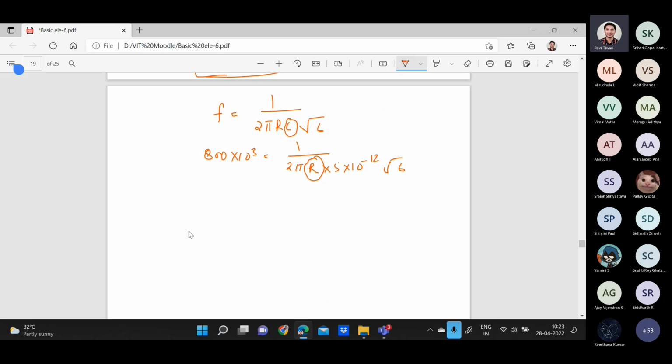That was the question based on the RC oscillator. If the question is based on the LC oscillator, then the circuit will be the same. Only the formula of frequency will change, and it will be equal to 1 by 2 pi under root of LC, with L and C. This will be the formula for the LC oscillator.